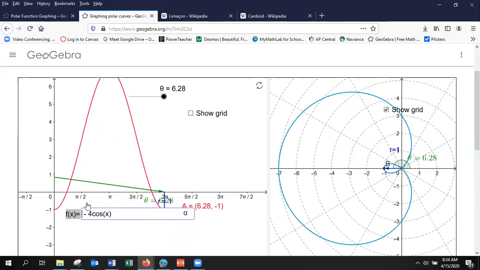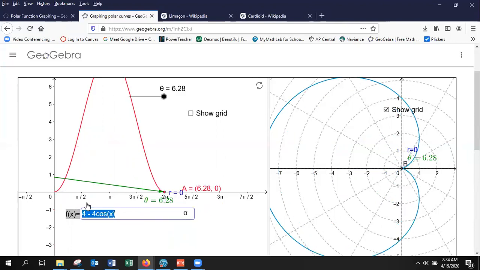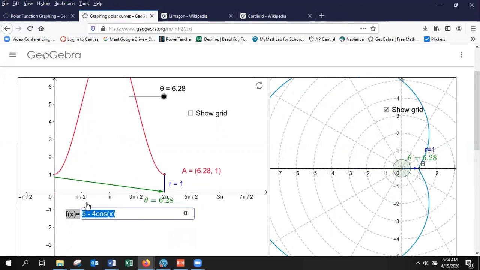And then what happens if that A and that B value are the exact same? Once again, we have the cardioid. If A is bigger than B, then that's what creates the limacon without a loop.